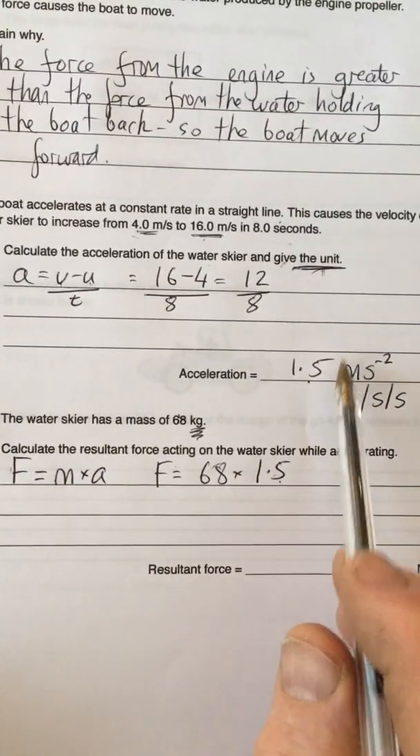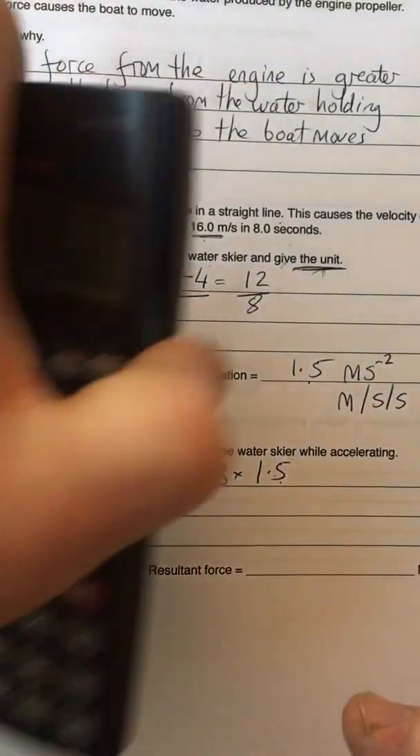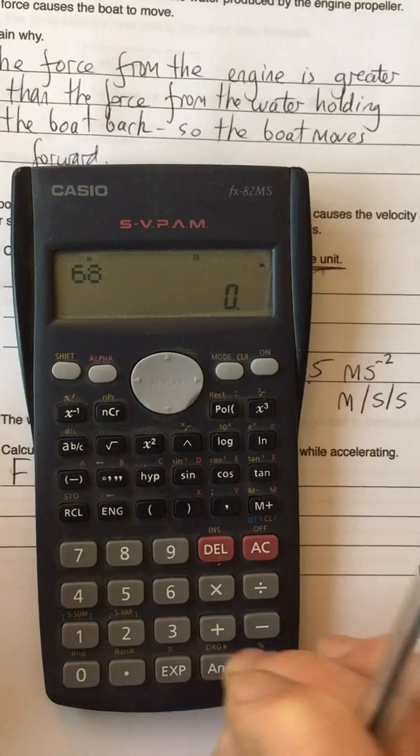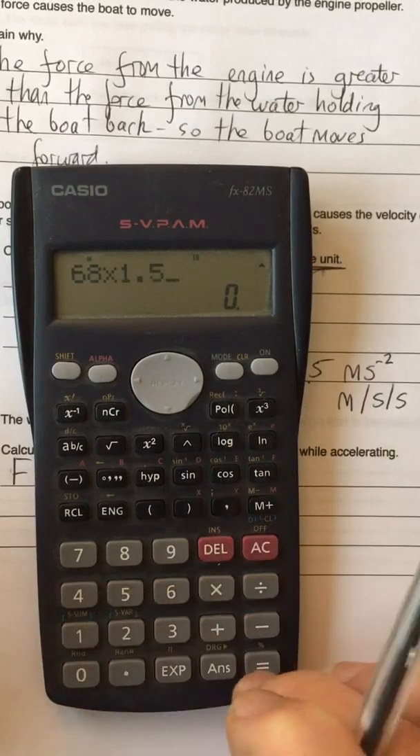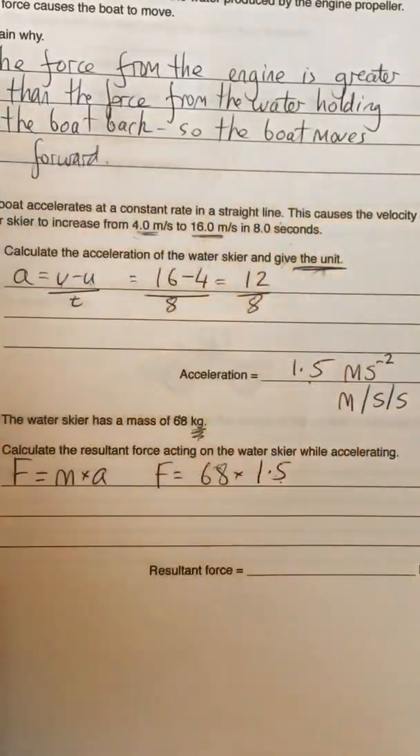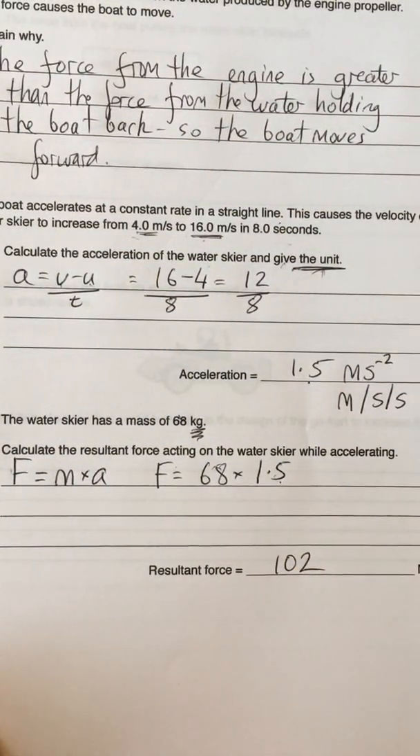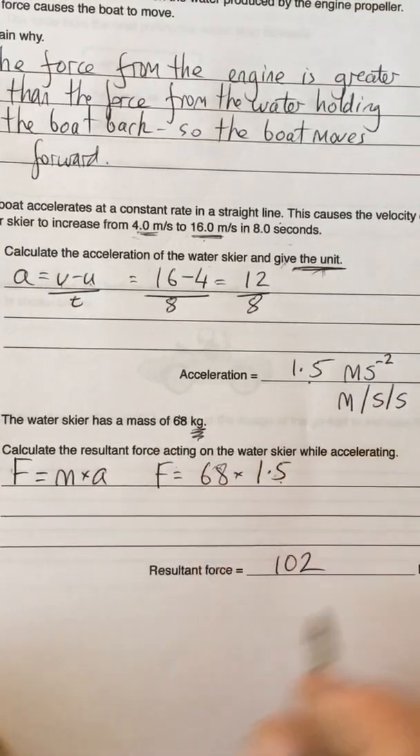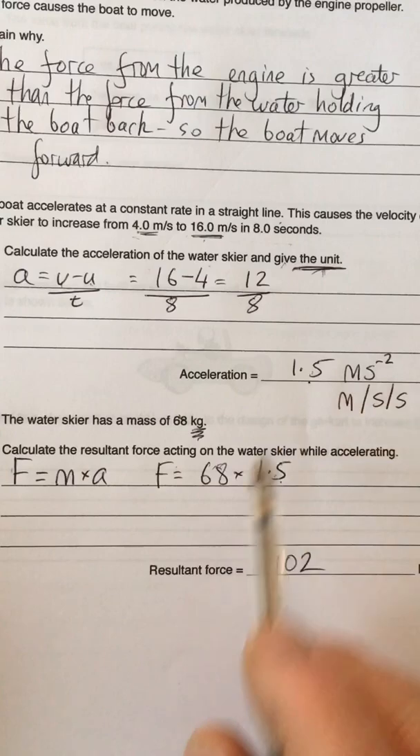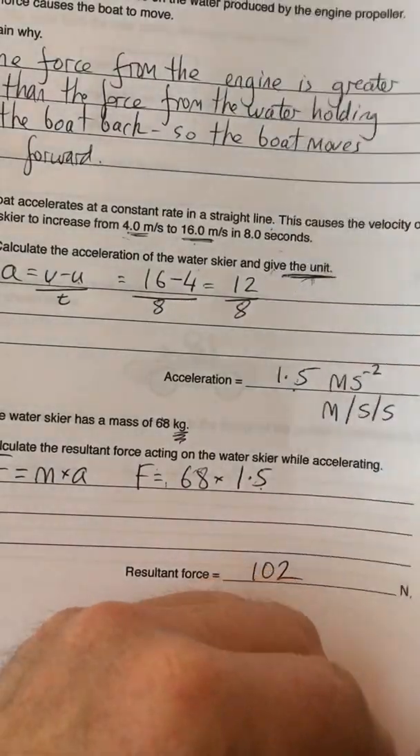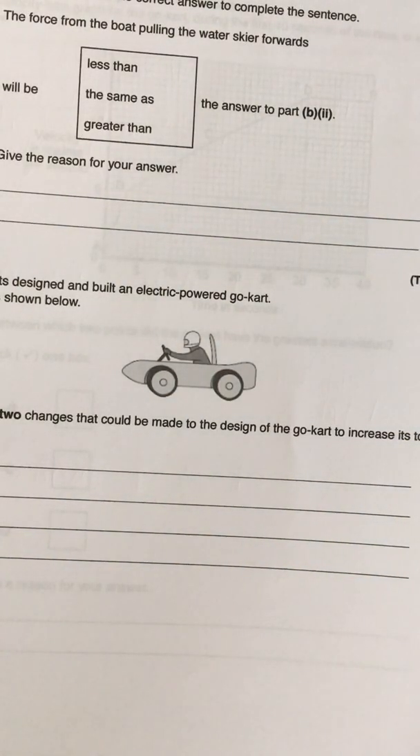So this is why I keep saying to you, for goodness sake, show your working out. So I have 68 times 1.5, 102 newtons. So please, will you get in the habit of writing your answers out like this? If you've got that wrong and you've shown no working out, then that's going to be wrong, you get no marks. And a lot of these exams is just technique.